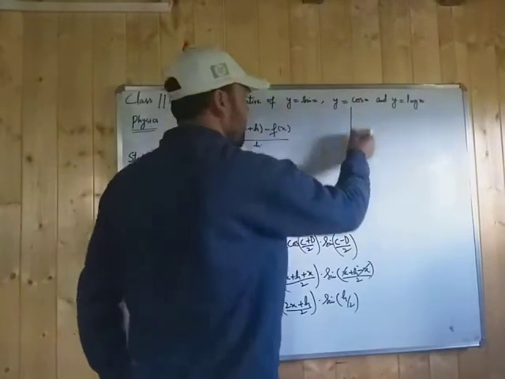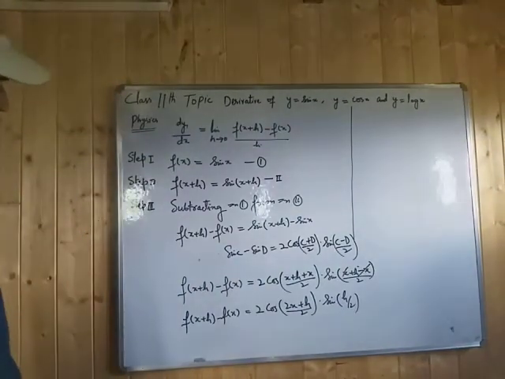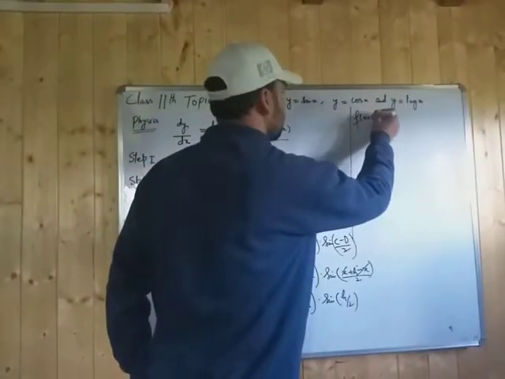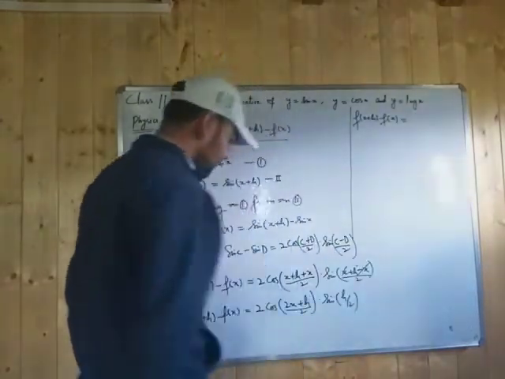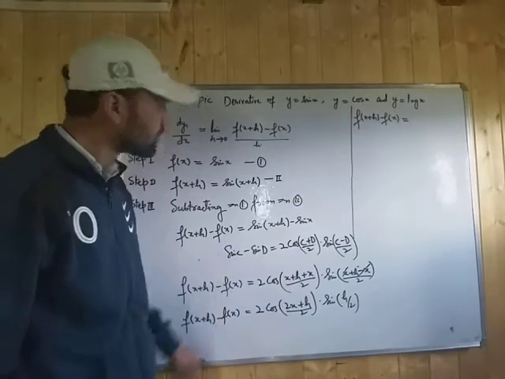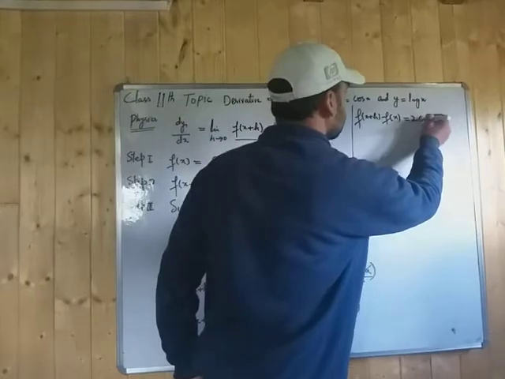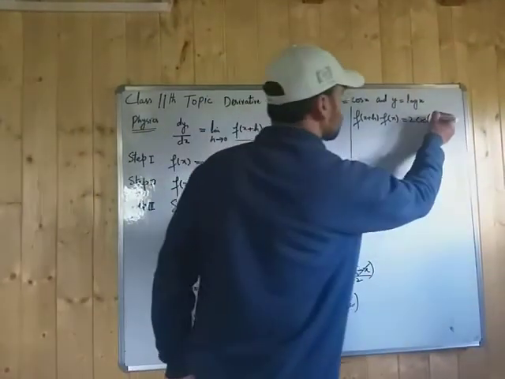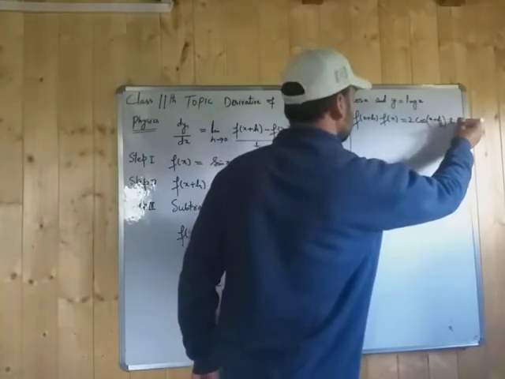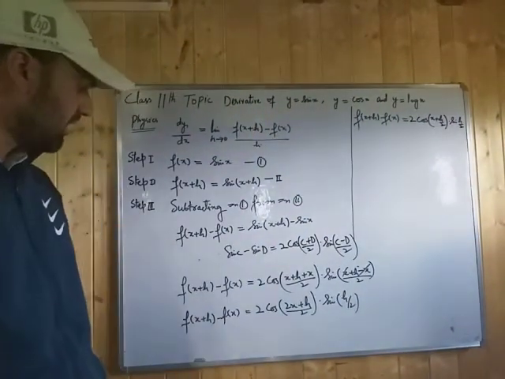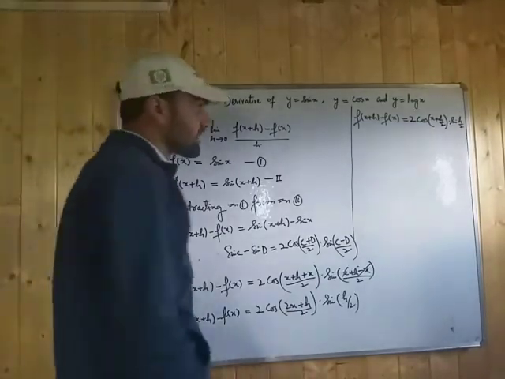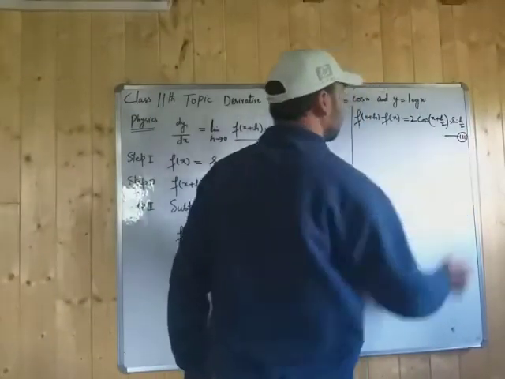We can write f of x plus h minus f of x is equal to, here the 2 and 2 will cancel each other, so it will be twice cos of x plus h divided by 2 into sine of h divided by 2. So this is the third step. We'll write it as equation third.